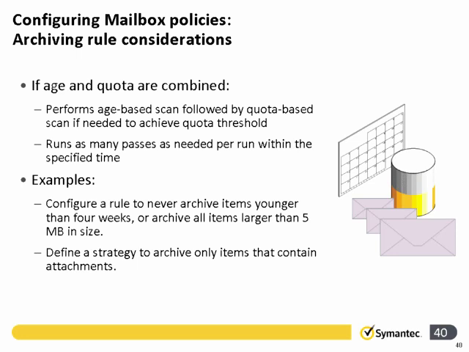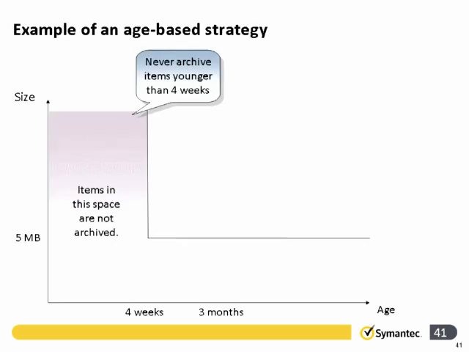So this example here, and we saw it on the previous slide, is to configure a rule to never archive items younger than 4 weeks, or to archive all items larger than 5 megabytes in size. And we're going to define a strategy to archive only the items that contain attachments that meet that requirement. So we want to give you a graphic representation of what we're trying to accomplish here.